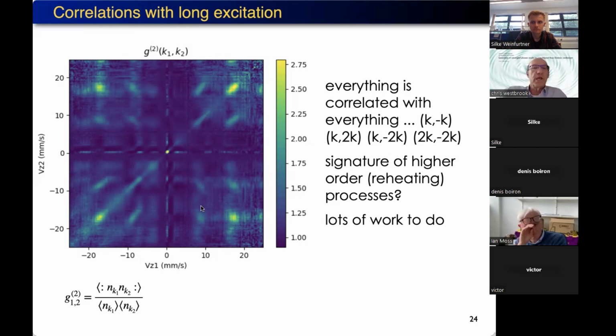And what you see is at a k vector such as this one here, this k vector is correlated, of course, with itself. There's some sort of thermal excitation. But there is also, this k vector is correlated with minus k. It is correlated with minus 2k, and it's correlated with plus 2k. So we've got all these correlations happening at the same time.